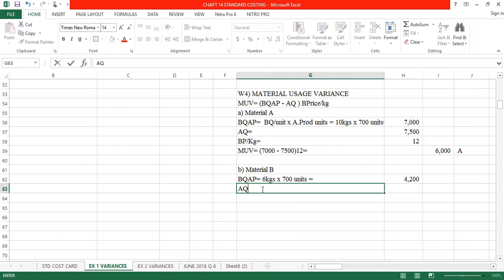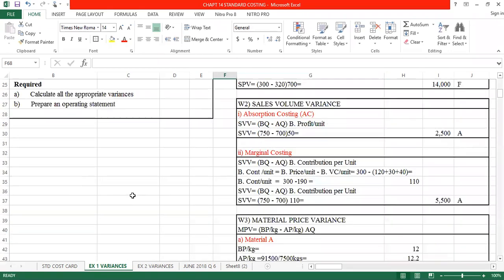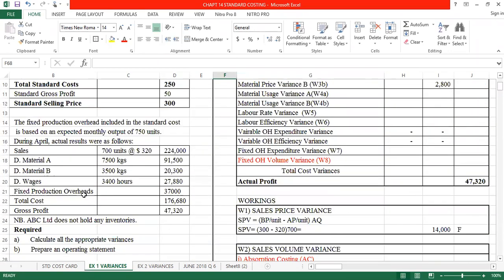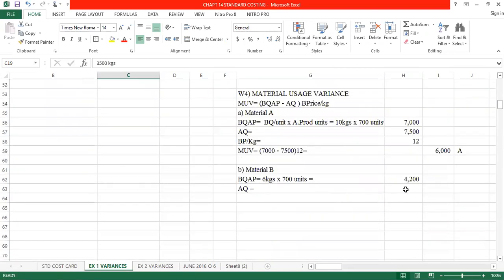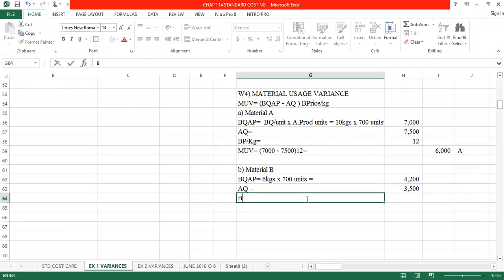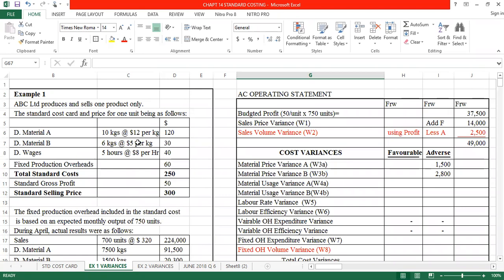So what does it give you? 4,200. Actual quantity, this one you are given, you don't need to calculate. So what is our actual quantity? Actual quantity for material B is 3,500. You can see it here, 3,500. What is the budgeted price per kg of material B? Material B is 5. You can see this 5 there.